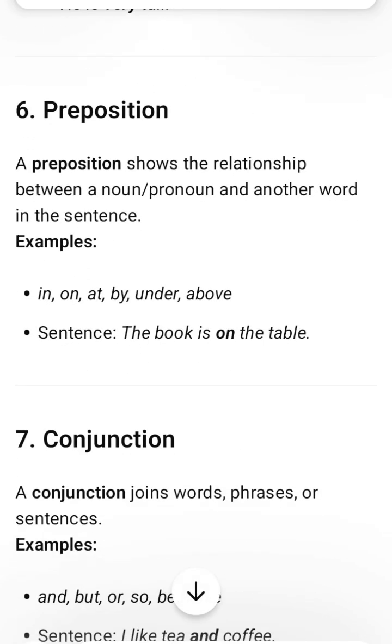6. Preposition. A preposition shows the relationship between a noun or pronoun and another word in the sentence. Examples: in, on, at, by, under, above. Sentence: The book is on the table.